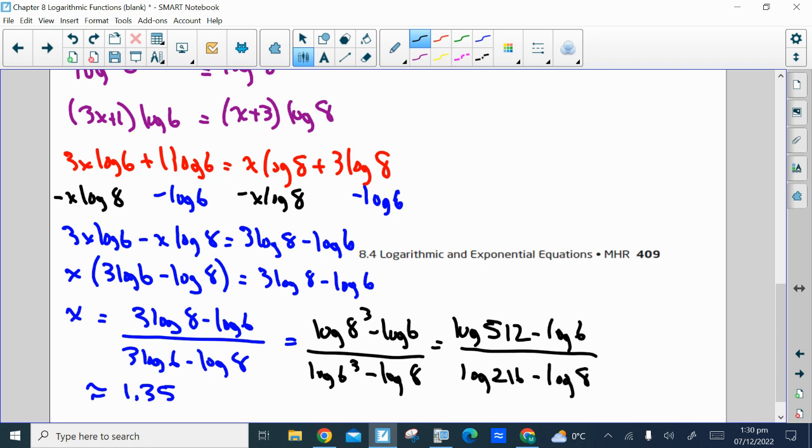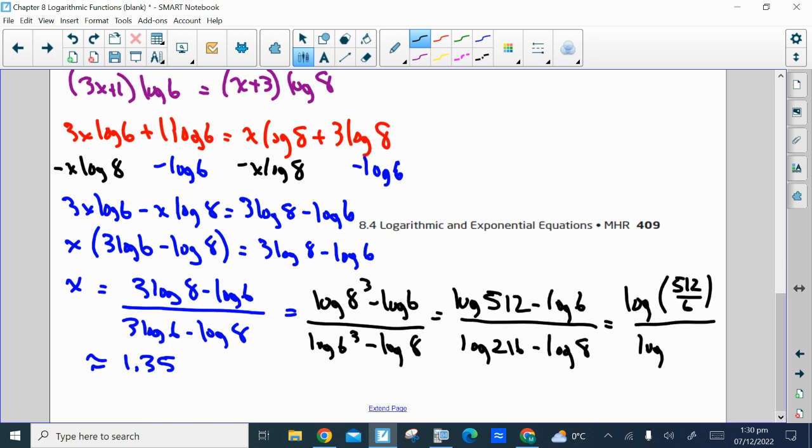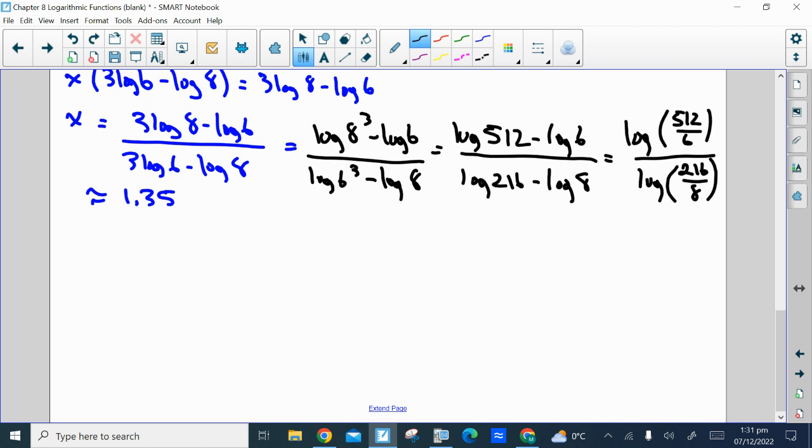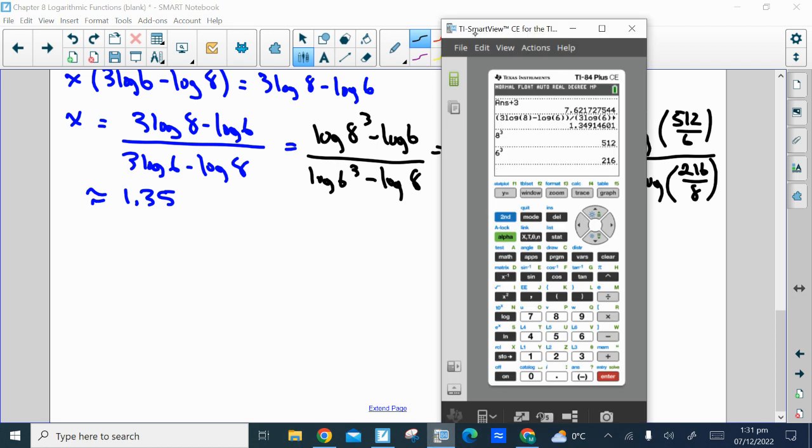But this can be simplified further because on top you're subtracting logs with the same base, so you can use the quotient law. That'll be the log of 512 divided by 6 over, on the bottom, same thing. You're subtracting logs with the same base. You can use the quotient law to combine them. That'll be the log of 216 divided by 8. And I'm thinking both of those fractions can be reduced.